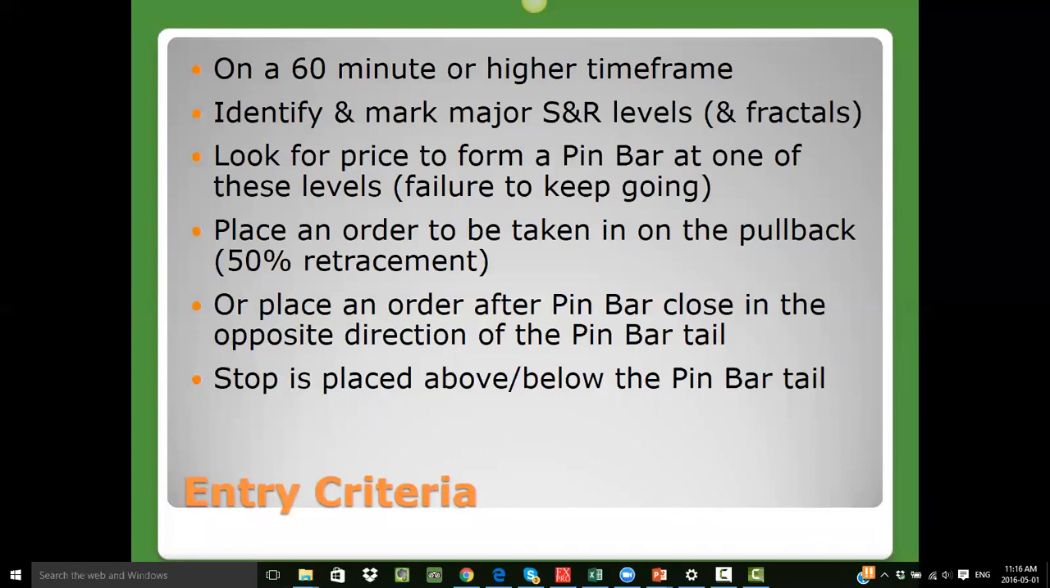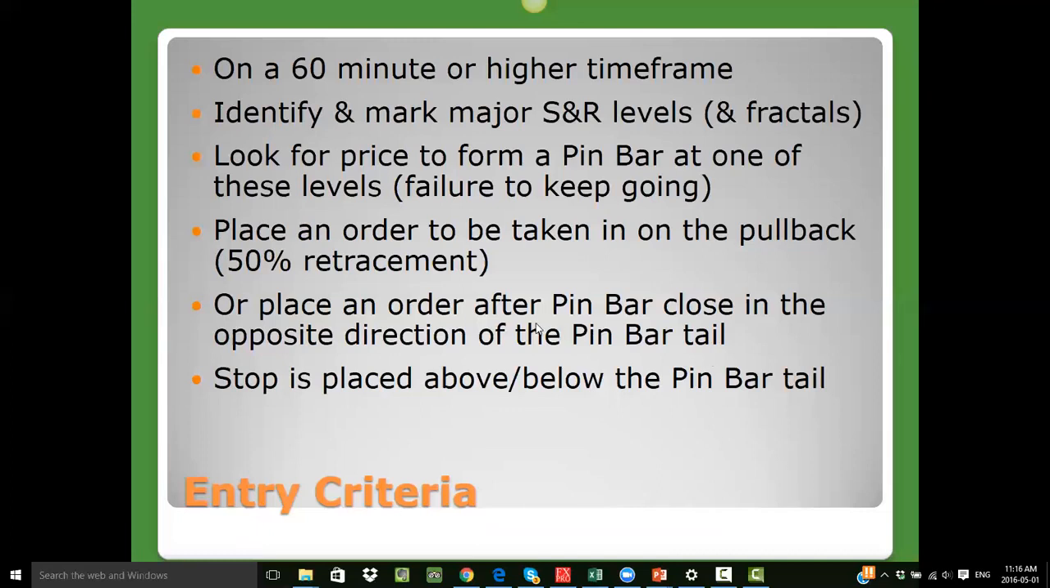So we wait for the candlestick to close, and if there's a big rejection tail on it, we look to trade in the opposite direction. So you can either take an order on pullback, like we talked about, 50% retracement of the candle, or you can enter right when the pin bar closes. So it's up to you how you want to place the order.